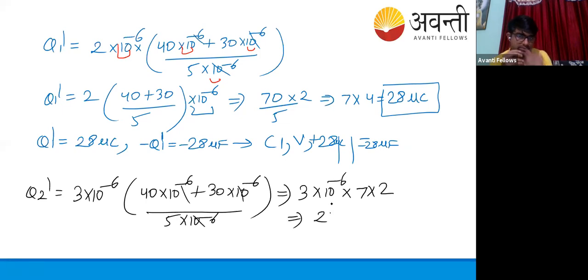What will it come out to be? 42. Okay, this will come out to be 42 microcoulomb. Okay, so we get both the answers.